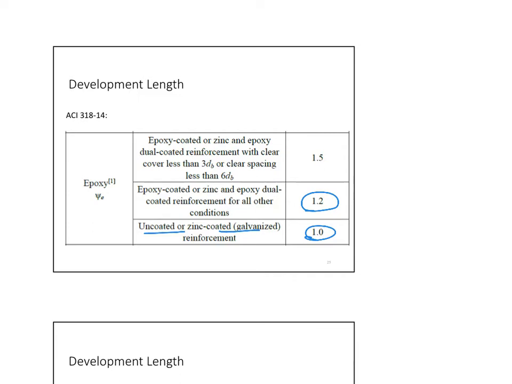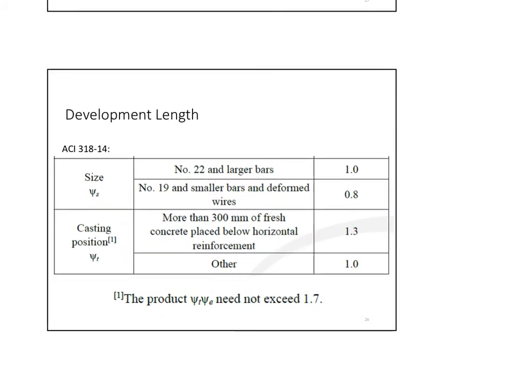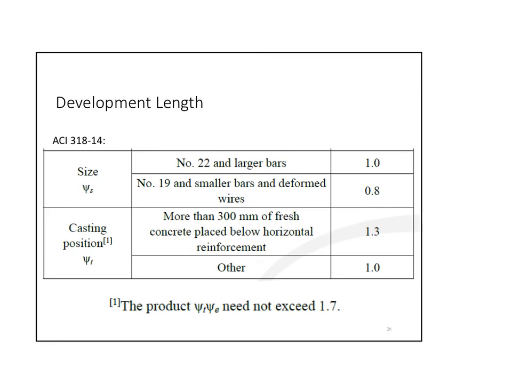In addition to poor spacing, like I have a clear cover that is less than 3 dB and clear spacing that is less than 6 dB, in this case we really increase the value and make it 1.5. So this is psi E. Going to psi S and psi T, that depends on the bar size. If I have really big size, I keep it at 1, phi 22 or larger. Phi 19 and smaller, I go with the smaller size.